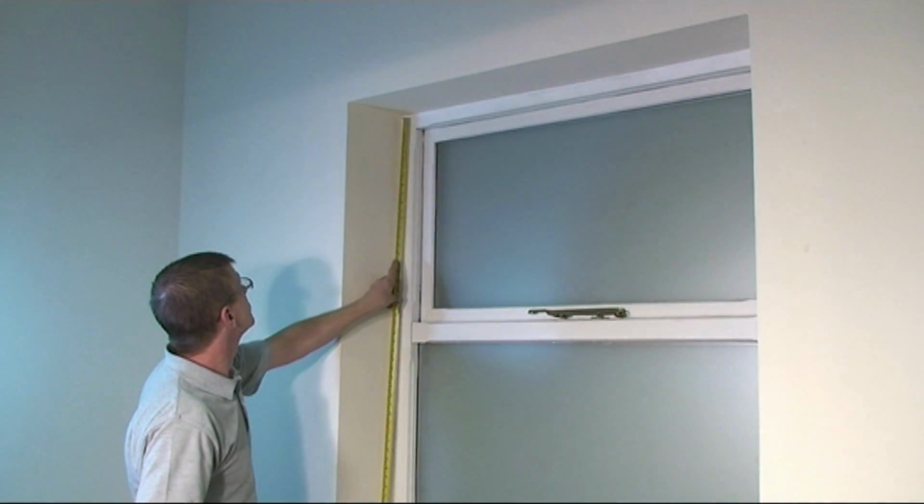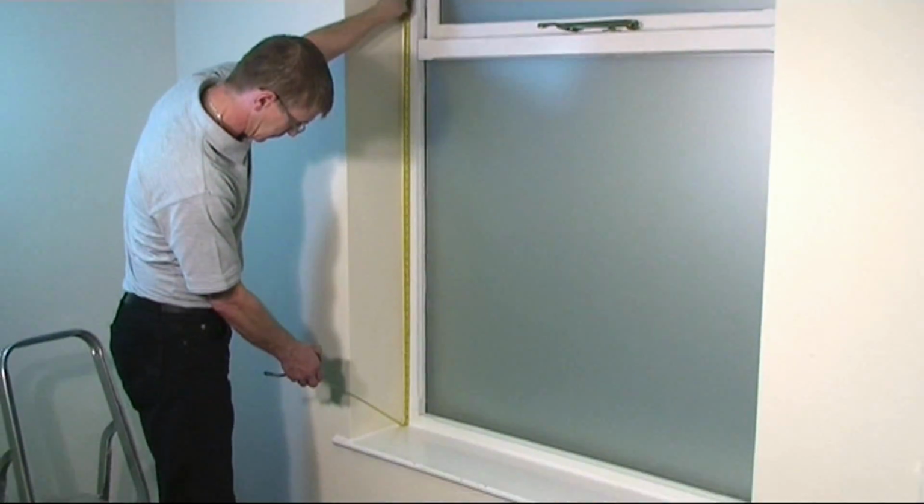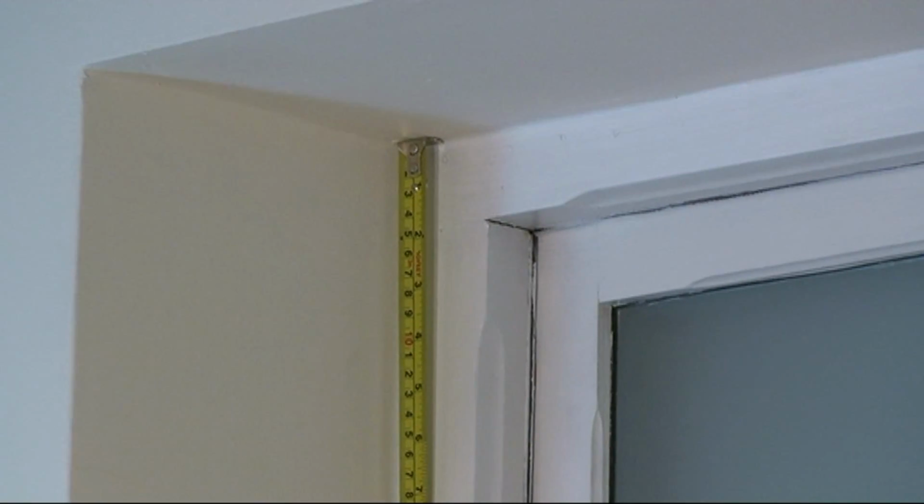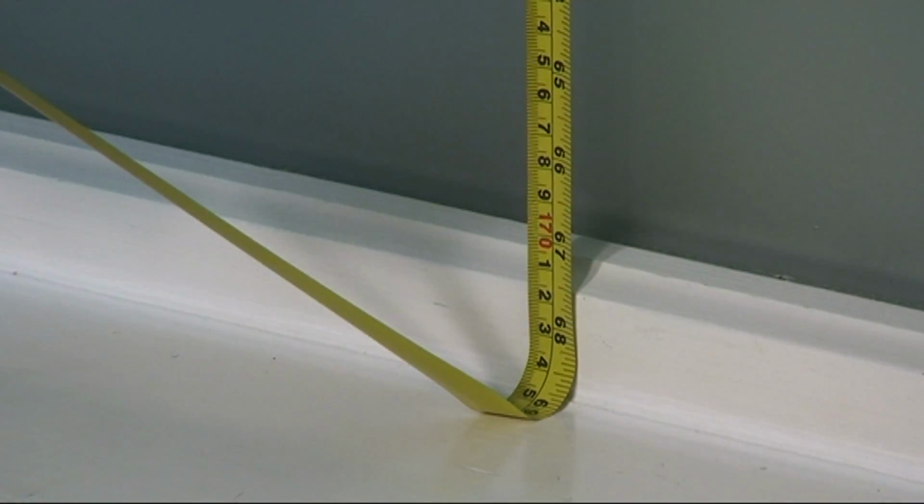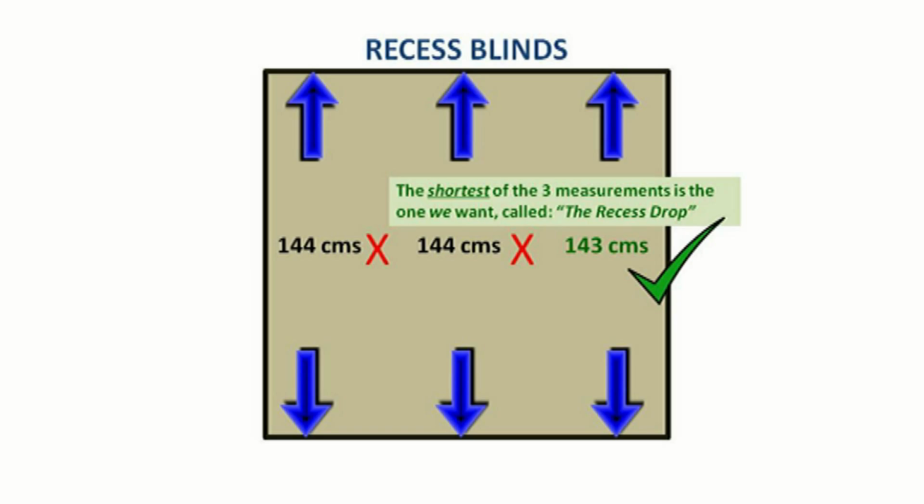Now you need to do the same thing as far as the blind drop goes. Using your steel rule again, measure the drop of the recess. Measure the left side, then the middle, and finally the right side. Again, the shortest measurement of the 3 is the drop that we need, called the recess drop.